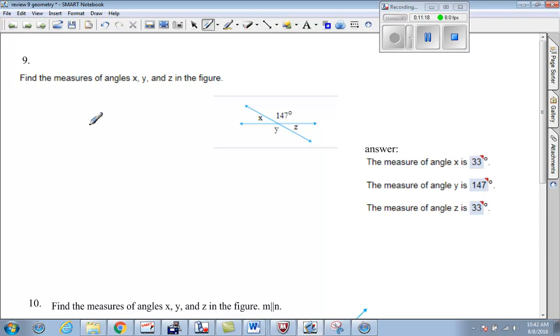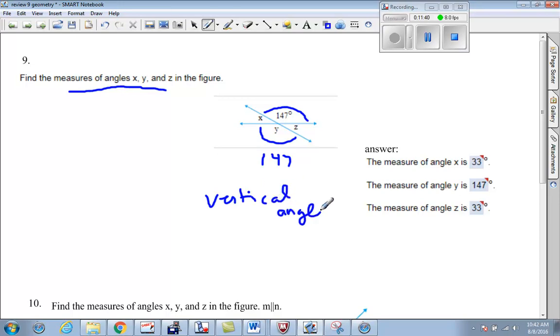Now remember, we only have 12 problems on this. Find the measures of all the angles in this diagram, in this drawing. Well, if this is 147, then the one across from it must also be 147. Why? Because what are they called? That's the important thing. Vertical angles. So vertical angles are across from each other at the intersection, right? So this is congruent to this.